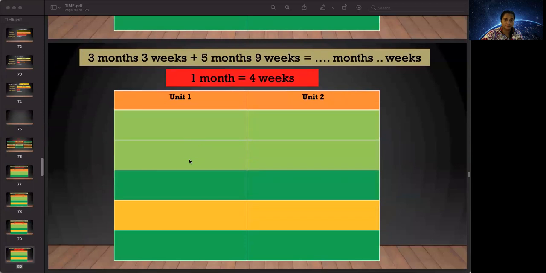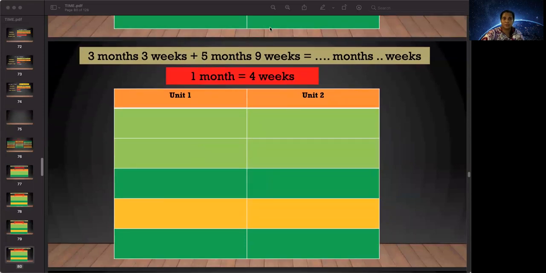All right. What if the conversion now is between months and weeks? So 3 months, 3 weeks plus 5 months, 9 weeks. Now let's do that. So again, I'm going to separate this into months and weeks. So 3 months, 3 weeks plus 5 months, 9 weeks.